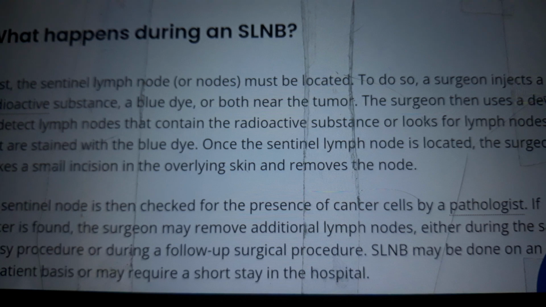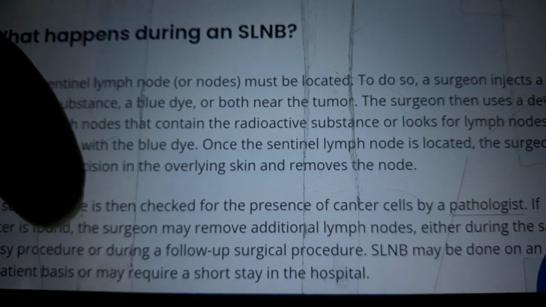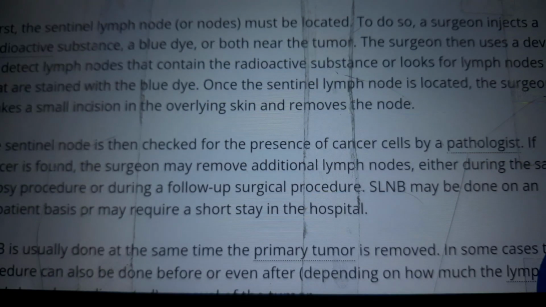So what happens during an SLNB? First, the sentinel lymph node or nodes must be located. To do so, a surgeon injects a radioactive substance, a blue dye, or both near the tumor. The surgeon then uses a device to detect lymph nodes that contain radioactive substance or looks for lymph nodes that are stained with the blue dye.